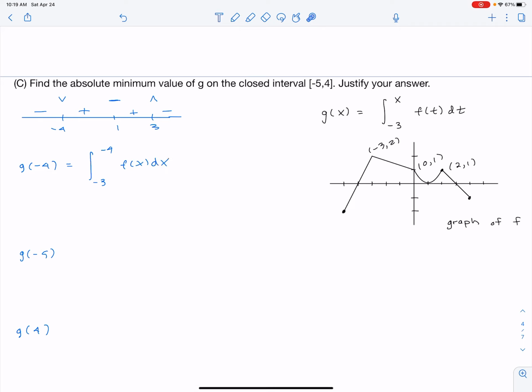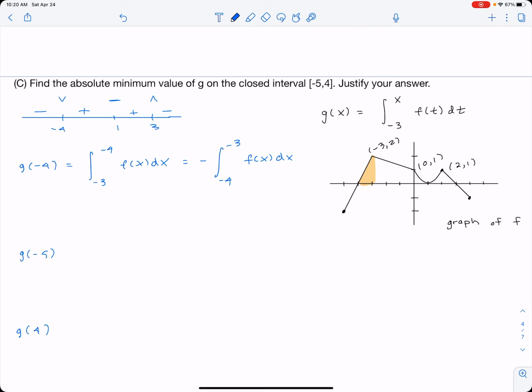So again, all I did in order to find g of negative 4 is plug negative 4 in. Specifically in this case, I think you guys would agree, it's just this triangle right here. Now, before we evaluate, let's be careful. My limits of integration are currently going from larger to smaller. I don't want that, so I'm going to flip my limits of integration. Don't forget, you make it negative. So we get negative integral from negative 4 to negative 3 of f of x dx.